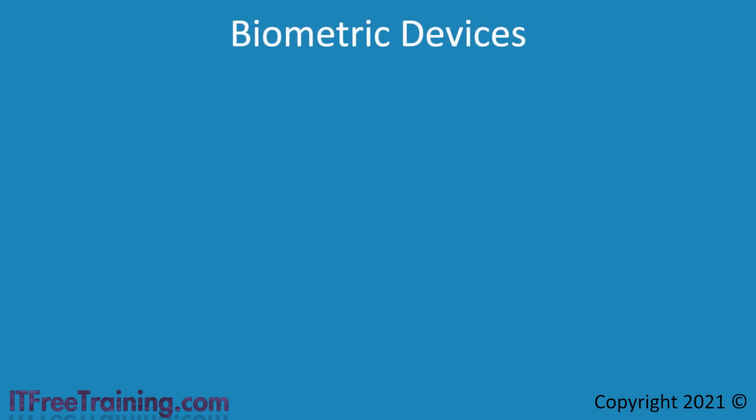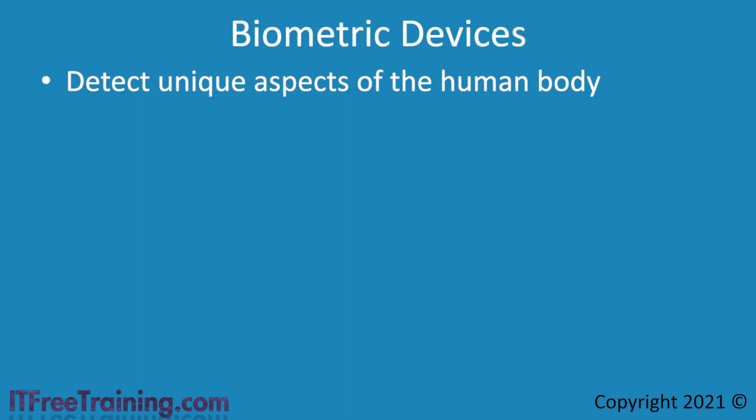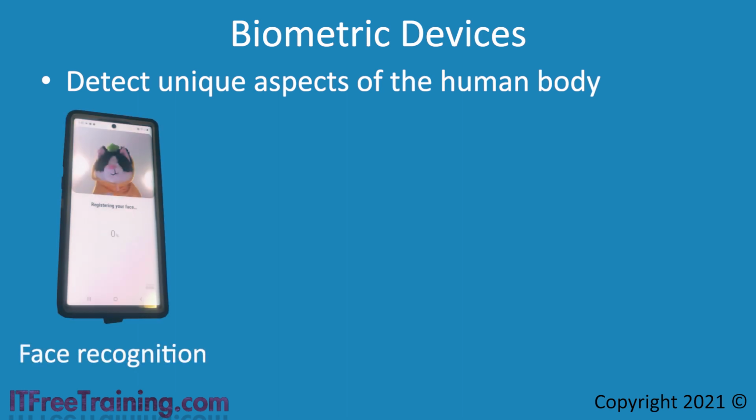The next security devices that I will look at are biometric devices. Biometric devices detect unique aspects of the human body. For example, biometric devices exist that detect faces. This is becoming commonplace with mobile devices. The device will scan the face, and if it matches what it has saved, it will unlock the device.